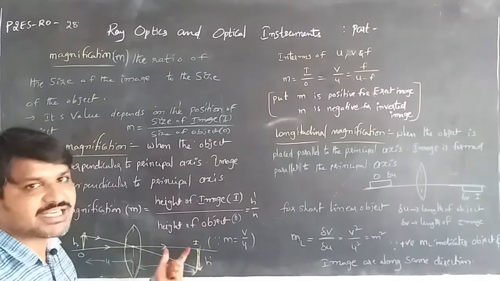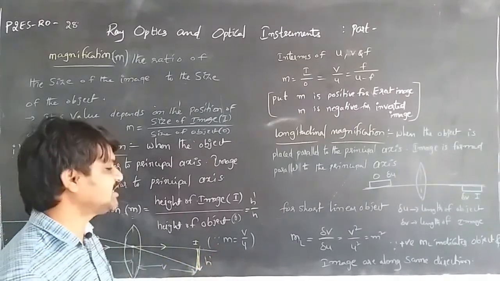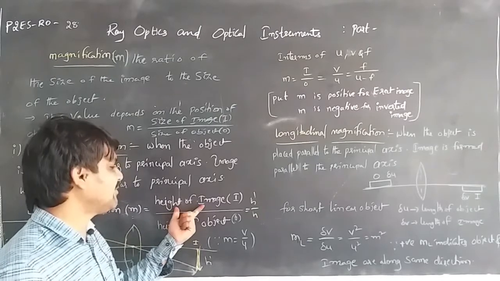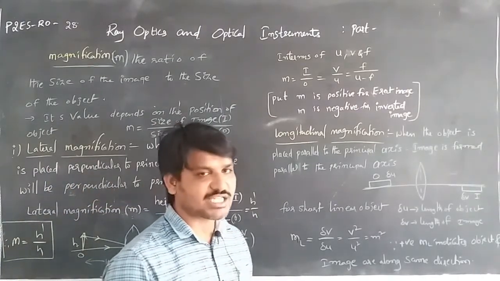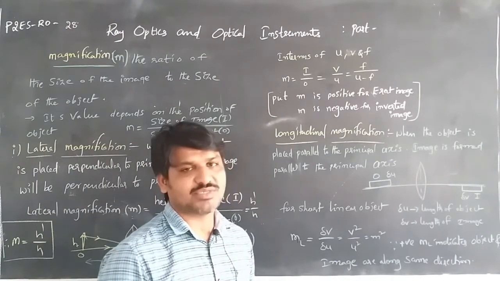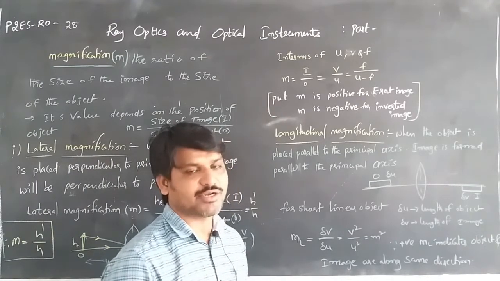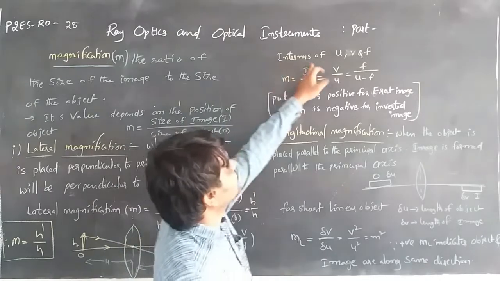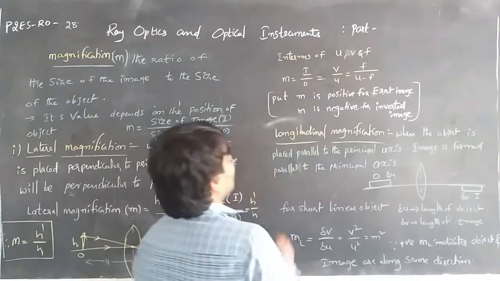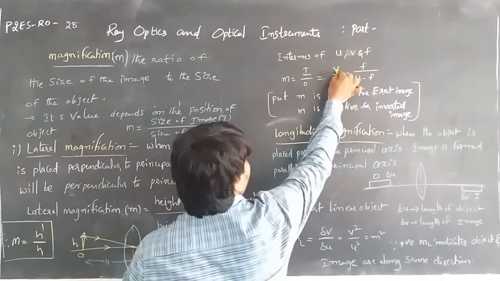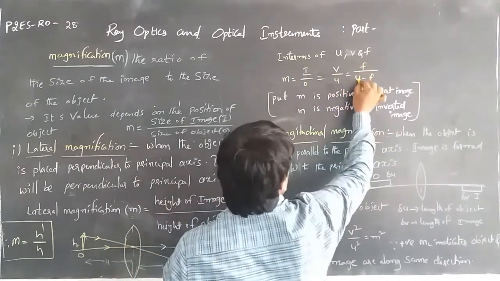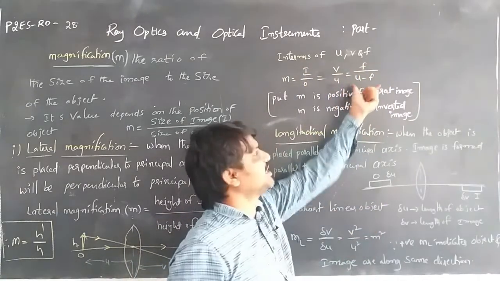Now m is equal to h dash by h, the height of the image by the height of the object, in terms of u, v and f. That means in terms of the distance of the object, the distance of the image and the focal length, the magnification is image by object, that is equal to v by u, that is equal to f by u minus f.